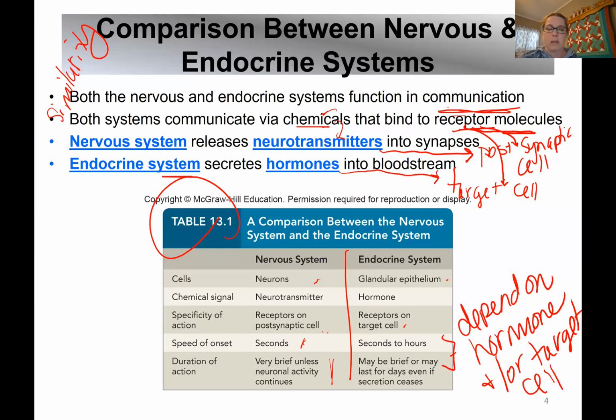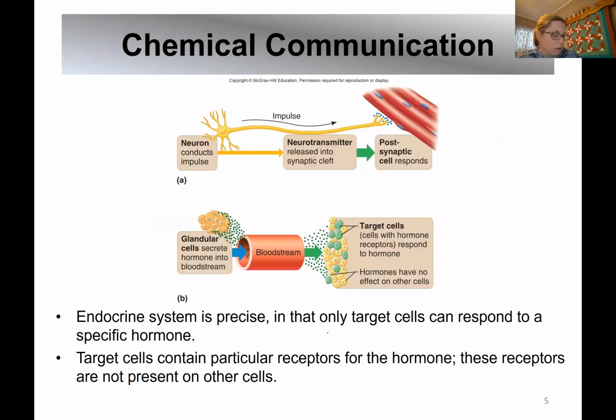Here's just a visual of what that would look like. On letter A is the nervous system. We have a neuron sending an impulse, which involves the neurotransmitter jumping across here and targeting a postsynaptic cell.